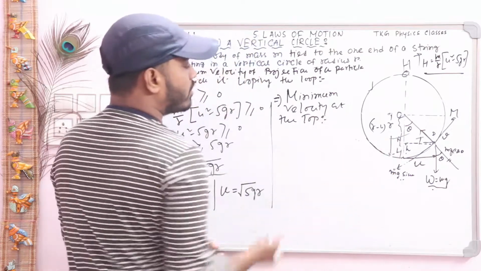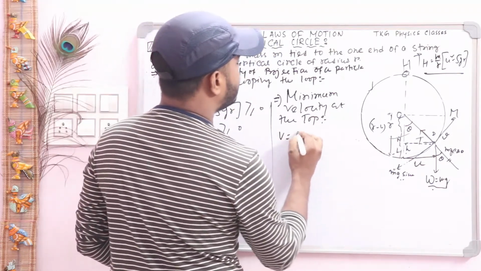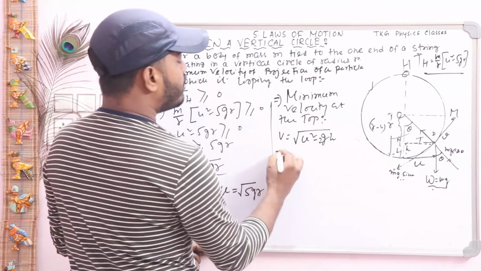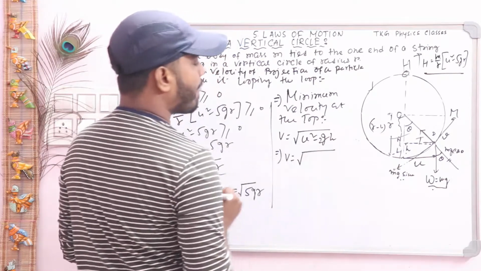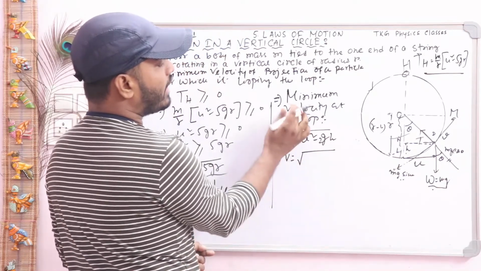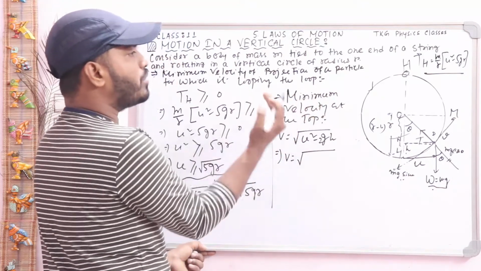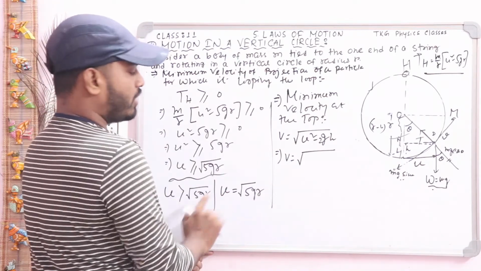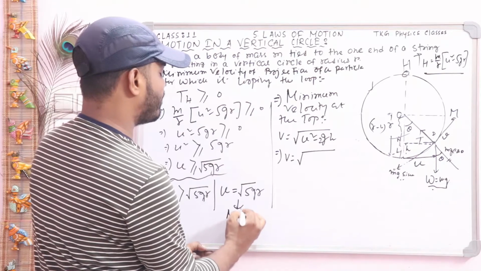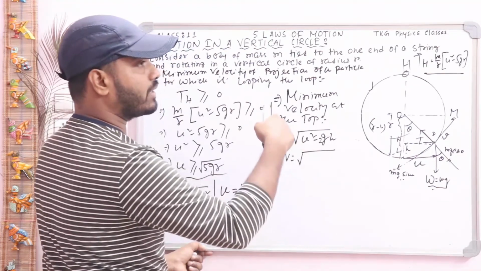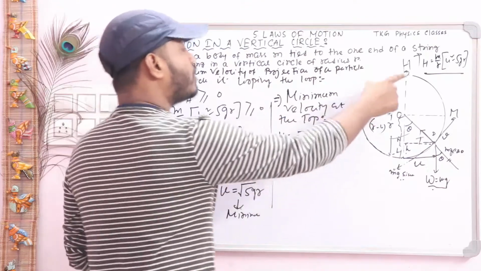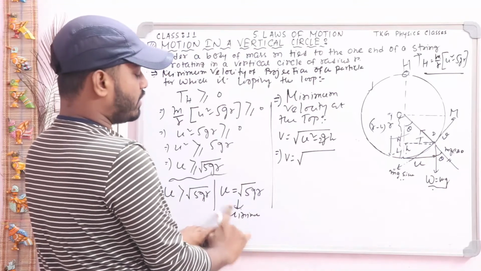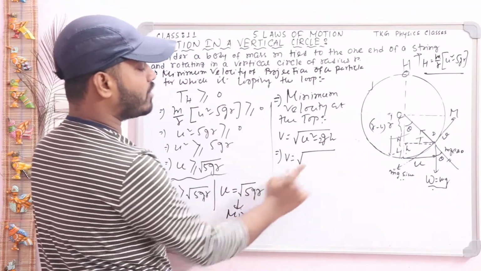You know the expression of velocity at any point, that is v equal to root under u square minus 2gh. Now what is u? You are finding the minimum velocity, so you have to use the minimum u, and here that is not u greater than root under 5gr, but u equal to root under 5gr. This is the minimum velocity required to complete the path, and you are finding the minimum velocity at the top, so u square is only 5gr.